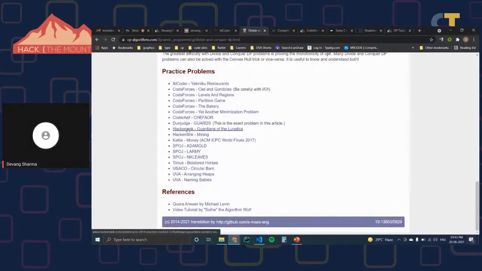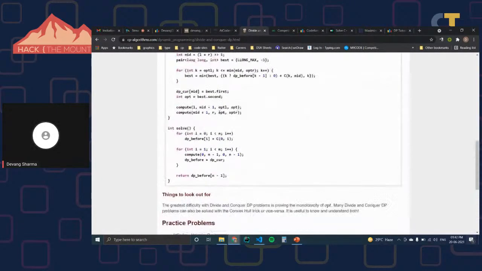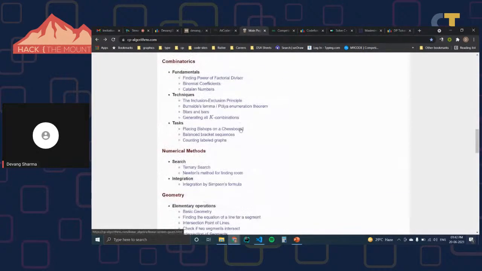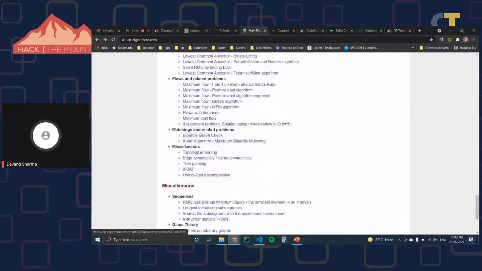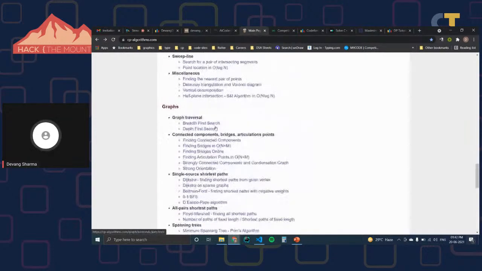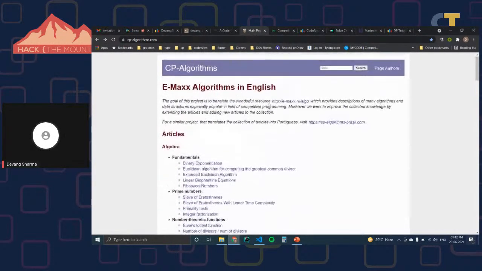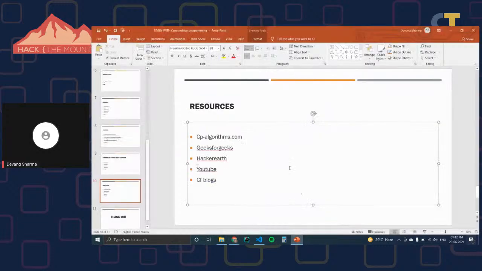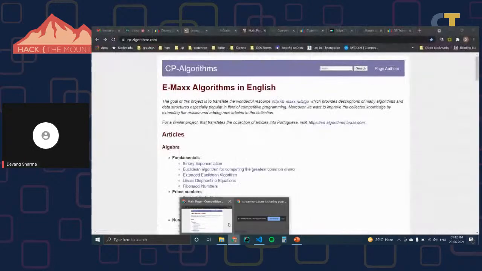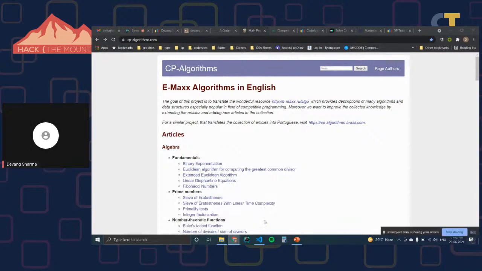You can move to practice problems and try solving them, and you can read these topics in your free time. And if you want to learn, you can check which topics you are missing, and you can check those out, and this will improve your skills in competitive programming as well. So yeah, that's all from my side.